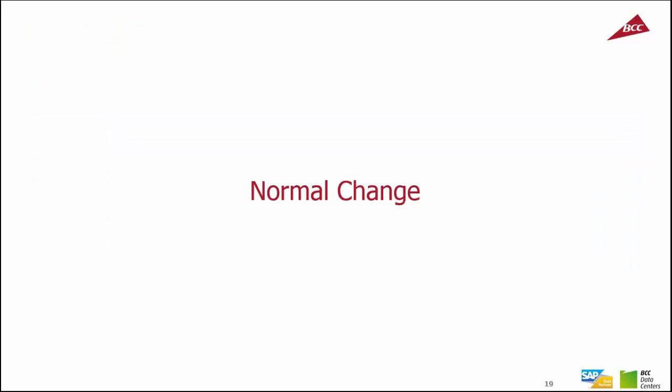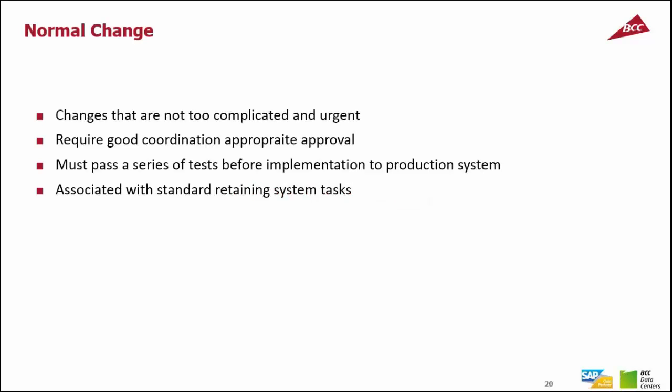Upon approval of the application, one of the options is to create a normal change. A normal change is created for changes that are not too complicated or urgent, but require good coordination and appropriate approval. A normal change must pass a series of tests before it can be implemented in the target system. It's usually associated with standard system maintenance tasks.